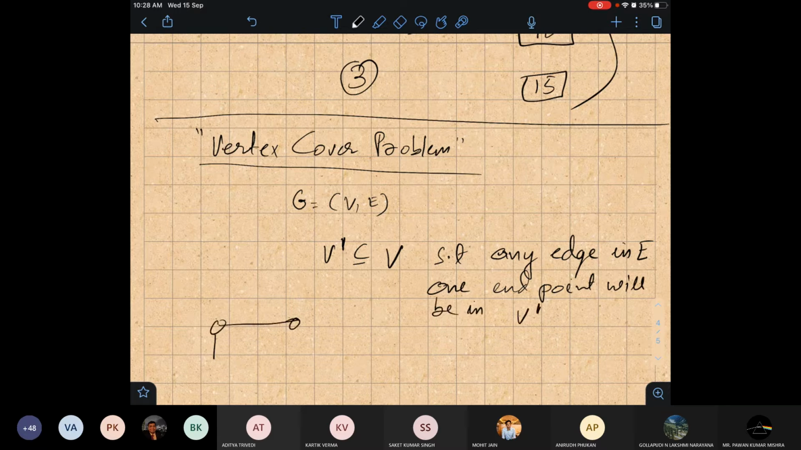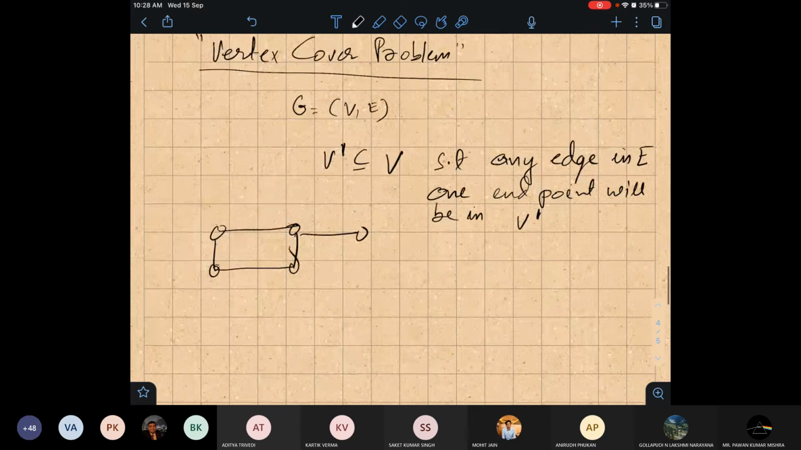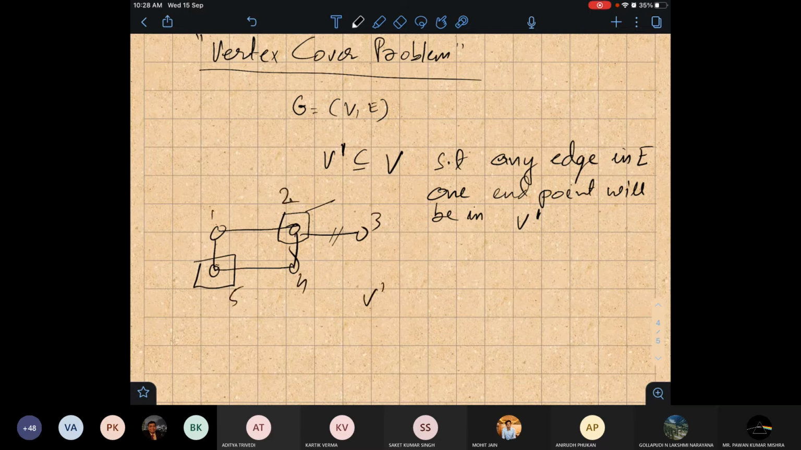So given a graph, this one, for example. Now if I consider any edge, suppose these two are in my V dash. Let me number the vertices 1, 2, 3, 4, 5. So my V dash is, suppose, 2 and 5. Take any edge, one of its endpoints is in the V dash. So this is one possible solution.